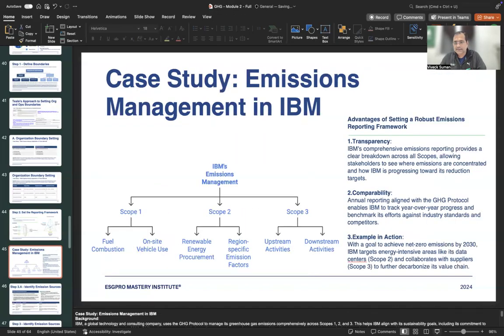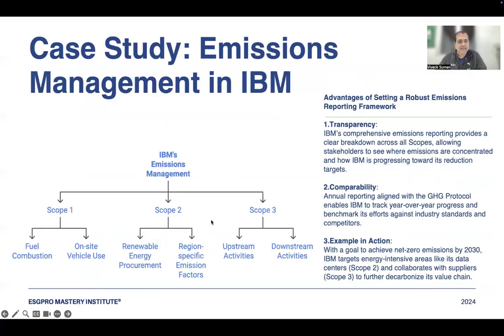Okay, let's go and present it. Then another case study which we want to talk about is the IBM case study, when you are setting the boundary. Now, IBM emission management happens on the operational side with scope 1, 2, and 3. The data which they collect and the framework which they are using is, of course, the GHG protocol. Why can I say that with guarantee? Because it's mentioned in their report.